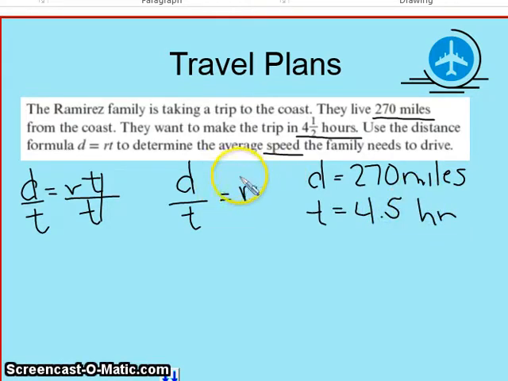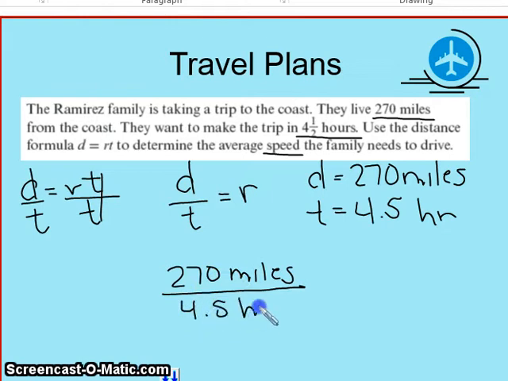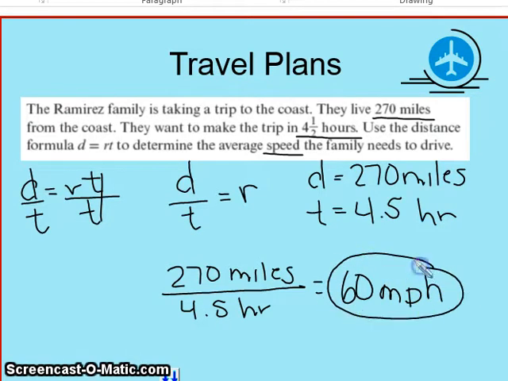In order to find r, their rate or speed, we're going to plug these numbers into this equation. So we have 270 miles, and they're going to travel those 270 miles in 4.5 hours. When we do that, 270 divided by 4.5, we get 60. Now, what is our units? It's miles divided by hours, or miles per hour. So in order for the Ramirez family to make it to the coast in 4.5 hours from their house, they need to travel at an average speed of 60 miles per hour.